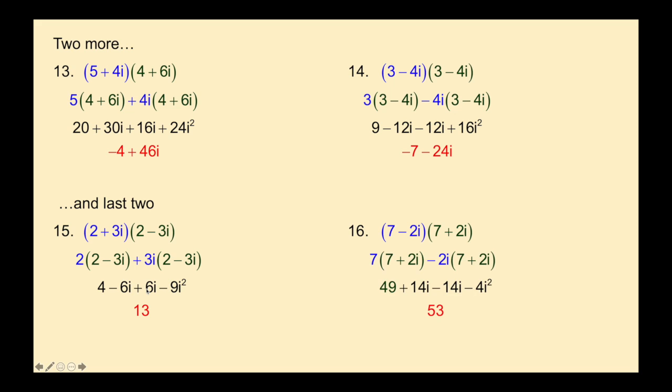And then for 16, the same type of thing happens. When we multiply 7 times 7, we get 49. 7 times 2i is 14i. Negative 2i times 7 is negative 14i. And then negative 2i times positive 2i is negative 4i squared. Once again, the i squared is going to change into a negative 1. So change the sign, make it positive 4. 49 plus 4 then is 53. And again, our middle numbers combine to cancel.